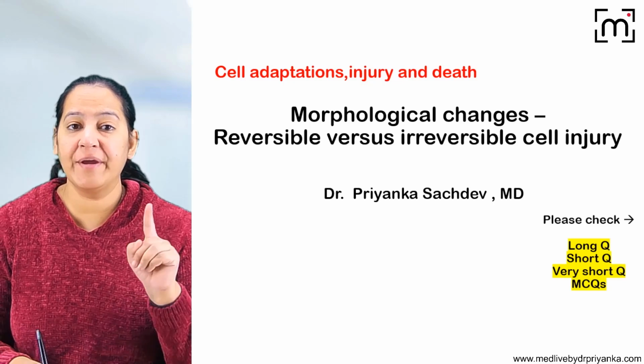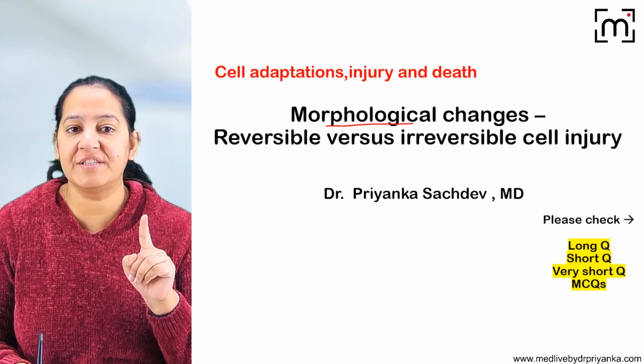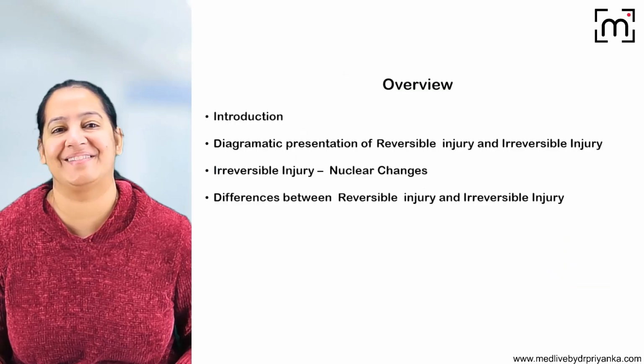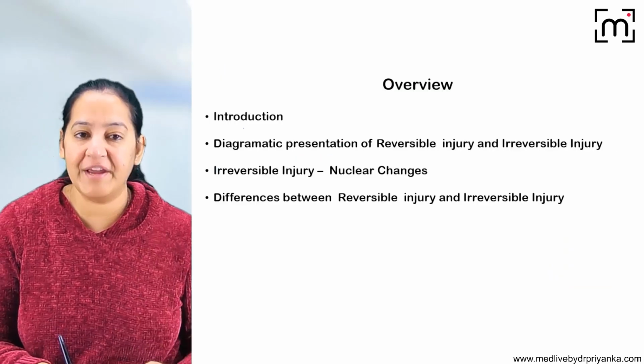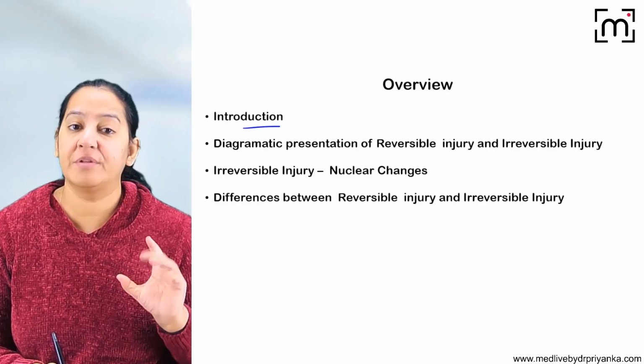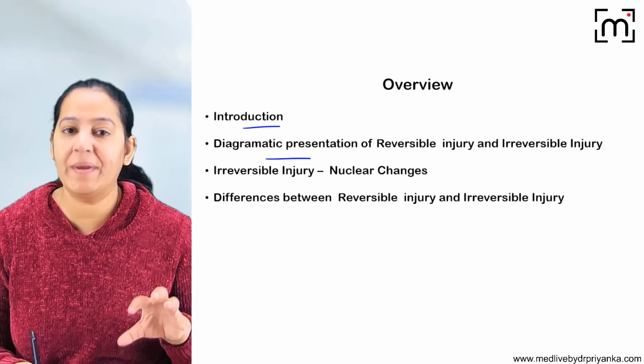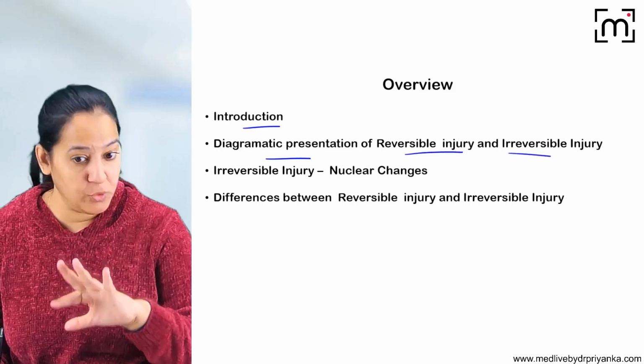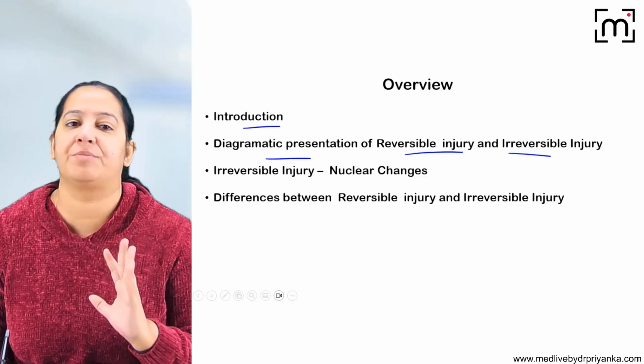Everyone, here we are going to discuss the morphological changes to differentiate reversible injury versus irreversible cell injury. So let's start. First I will give you the introduction. Then I will show you the diagrammatic presentation in which we can differentiate reversible cell injury from irreversible cell injury. We will see the two cells and the diagrammatic presentation between them.